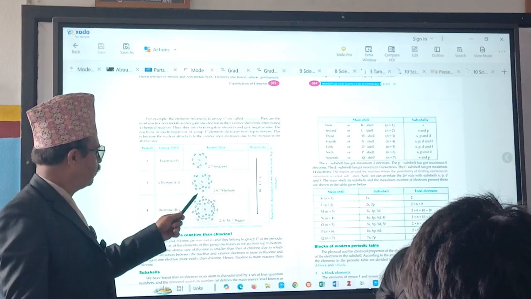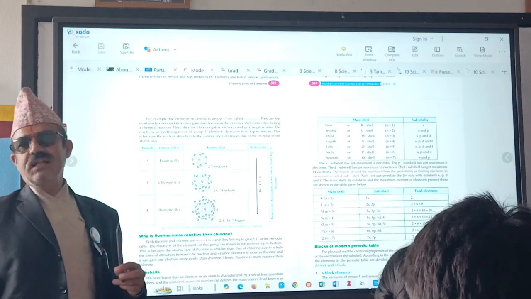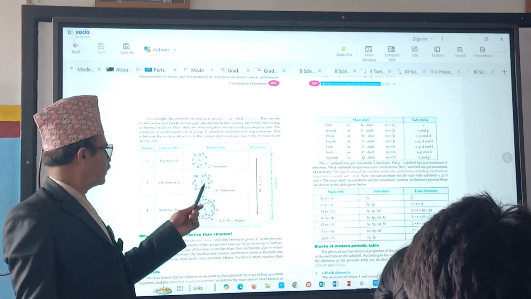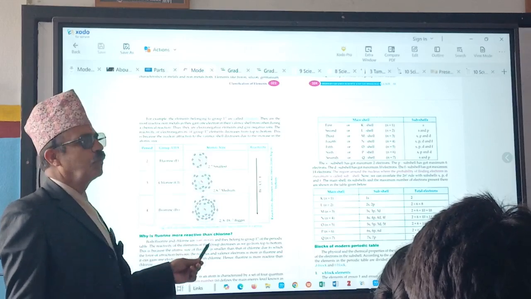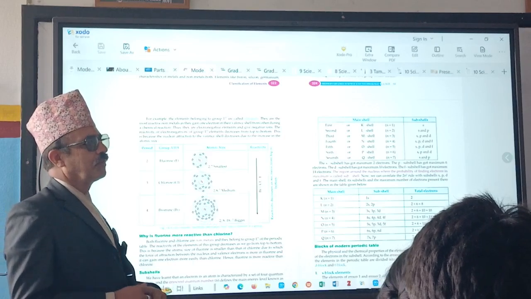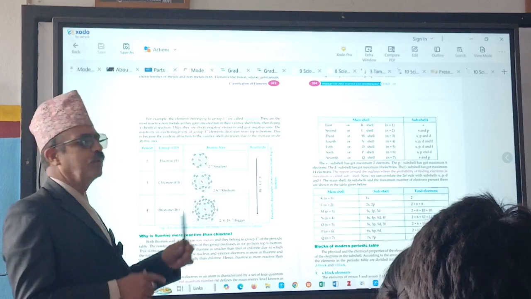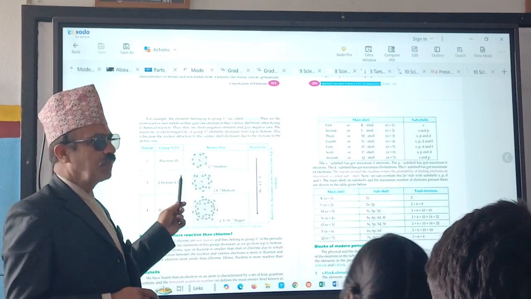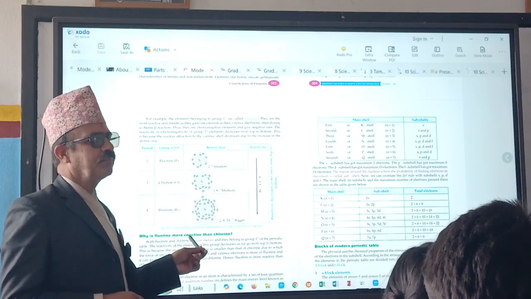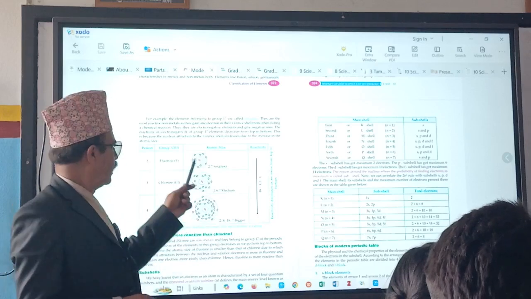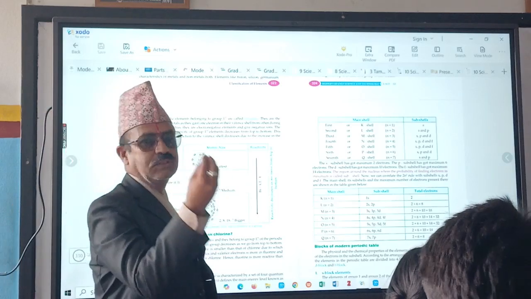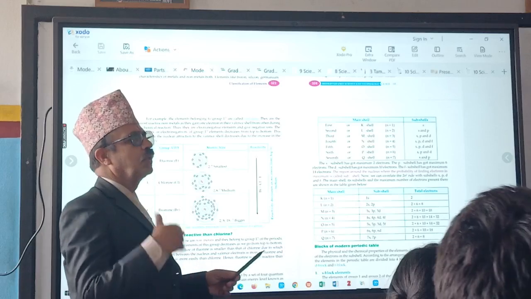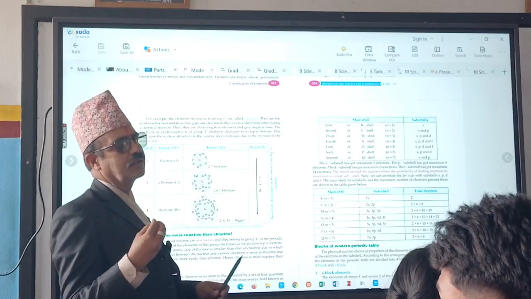Fluorine, chlorine, bromine. Whose atomic size is largest? Bromine's atomic size is largest. Which is smallest? Fluorine. So which is the most reactive? Fluorine is highly reactive. Which is less reactive? Bromine. Why? Atomic size of fluorine is smaller. It can gain electrons faster. Atomic size of bromine is bigger. It cannot gain electrons faster.